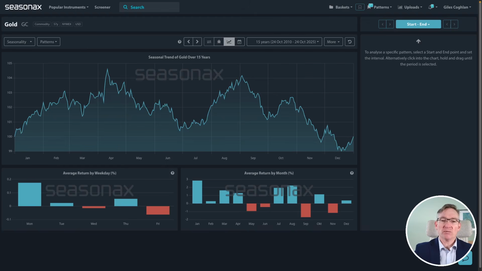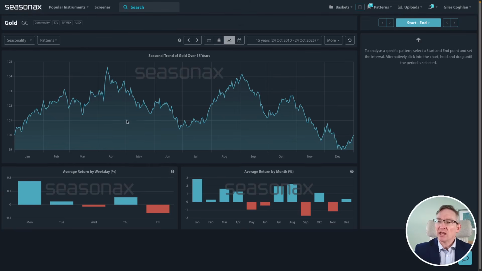So what you can do, you can time entries and exits with seasonal data. And you can just use seasonal windows to fine tune the entry and the exit timing. So let me give you an example here. Here's the seasonality chart for gold. And we can see there's two pretty strong windows in the year, March and April, July and August.